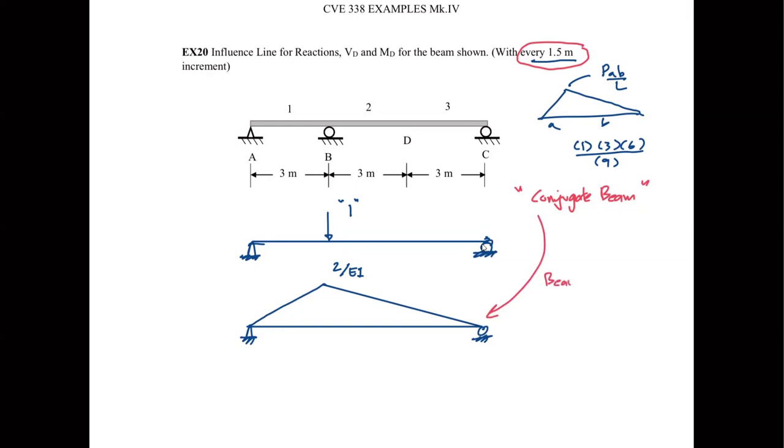Beam with bending moment diagram as its load. Okay, so this beam will have the bending moment diagram as the load. So if this is 2 over EI, the magnitude over here is 1 over EI. And this is 1 over EI.